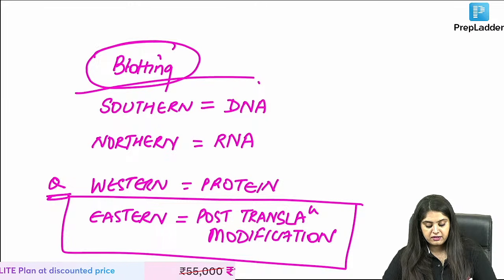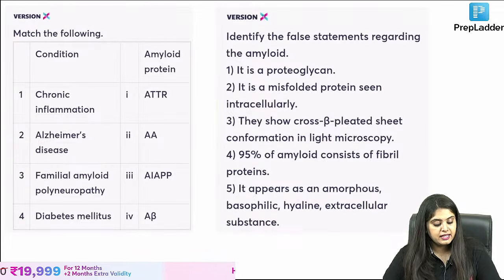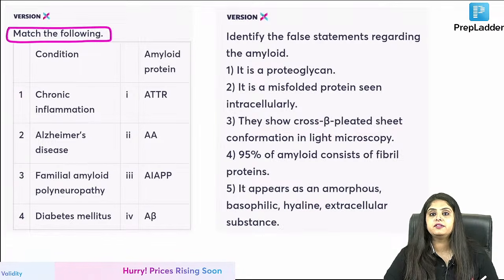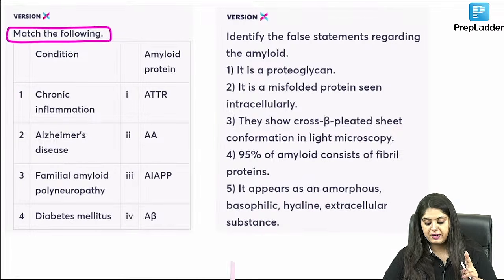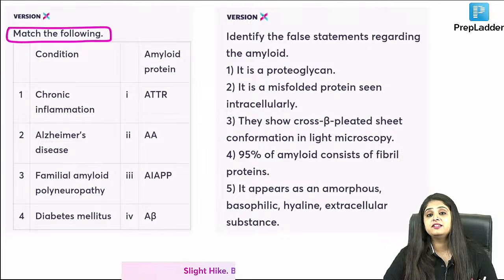So now let me start with the simple question which all of you are going to quickly answer. First, can you help me with this so that I can start with the tables? Two questions I've got from amyloidosis, and after that there is a list.